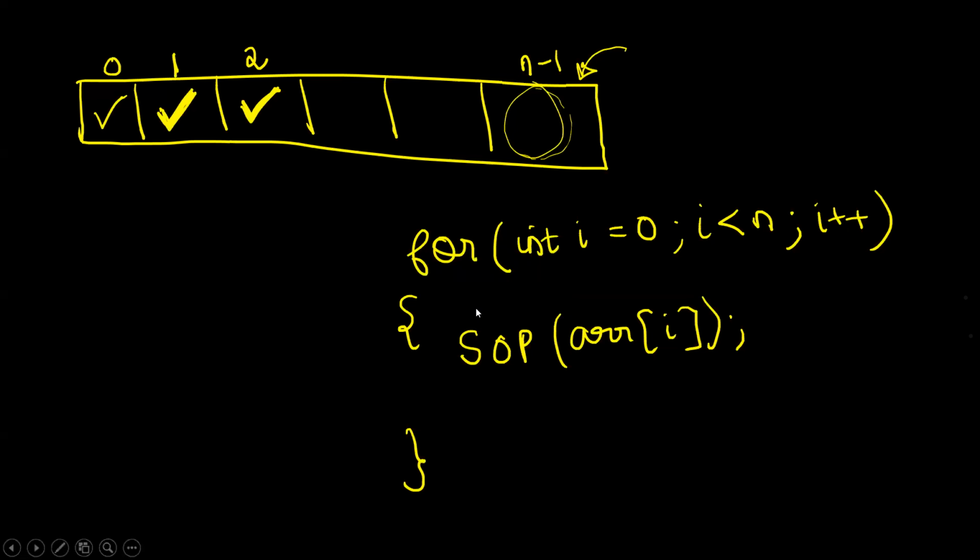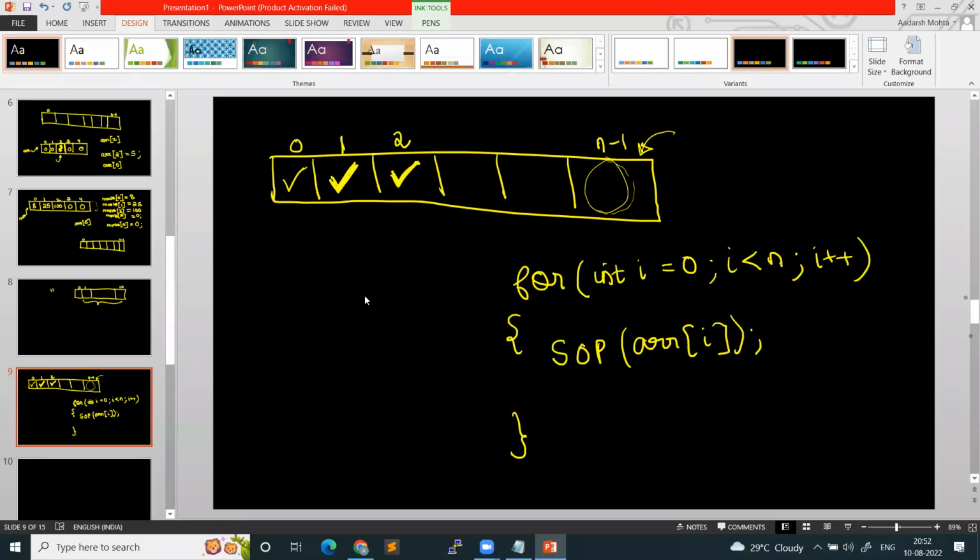Why can't we start from 1? Okay, good. Why can't we start from 1? Can you help me? Because see, I want to print the data which is present in the first cell, right? And what is the index of the first cell? 0. So I will have to start from index 0 and go all the way till index n minus 1. And that is how I can basically access all the data of my array one by one. Okay.